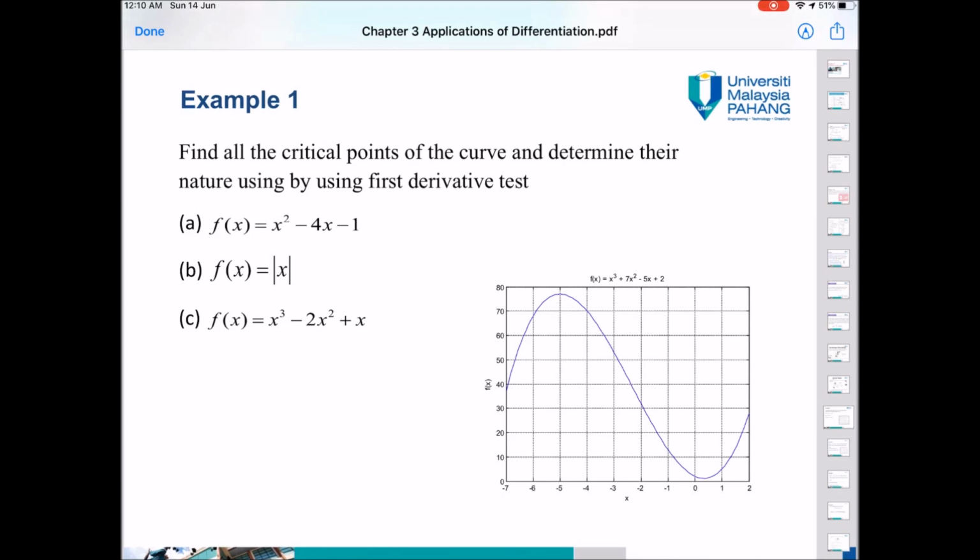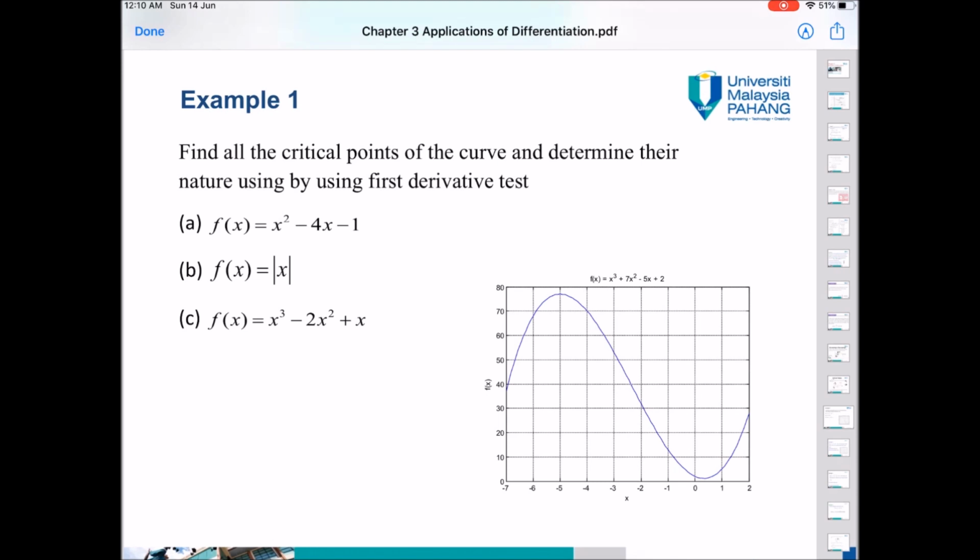Okay, so that's it for this video. You have learned how to find maximum and minimum points, and how to determine the maximum and minimum points using the first derivative test. I'll leave you with this exercise.